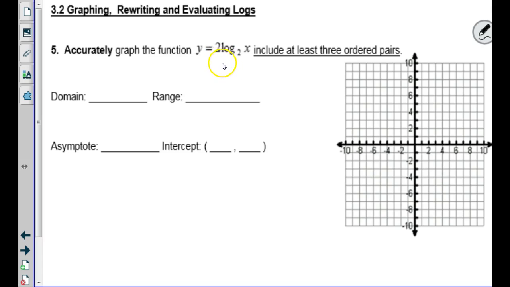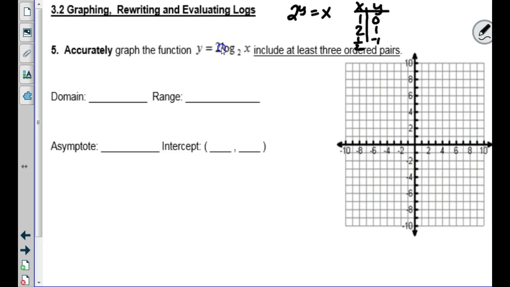The 2 out front is kind of bothering me. If I just did log base 2 of x equals y, it would be 2 to the y equals x. So if I put in some y values, if I put in 0, 1, and -1, I'd get 2 to the 0 is 1, 2 to the 1 is 2, 2 to the -1 is 1/2.